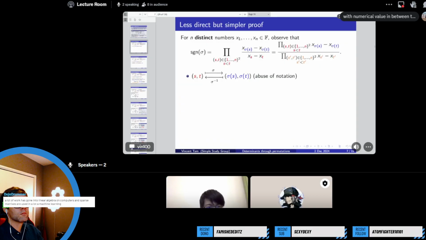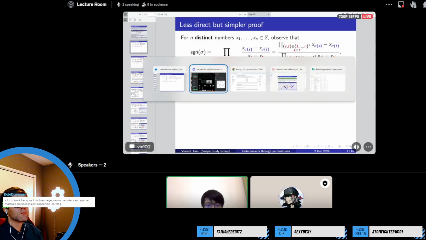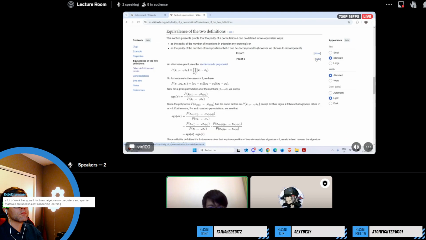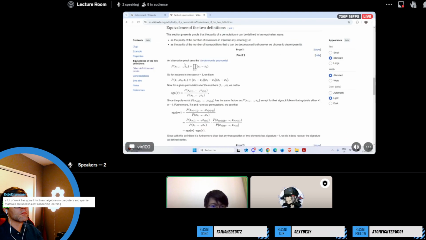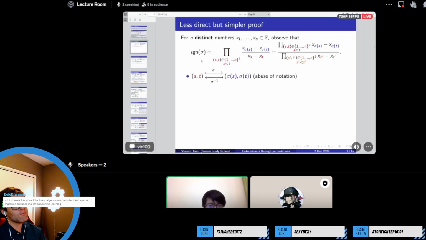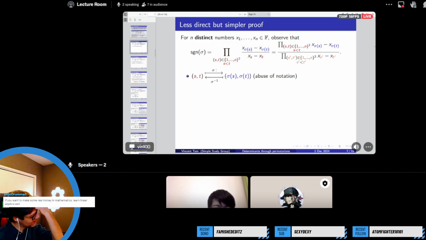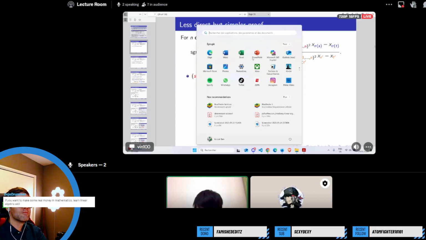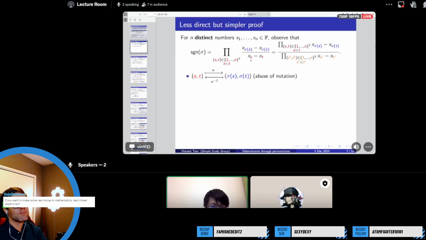Okay, so here I'll give you another proof. That is proof number 2, I think. Proof number 2 is based on the Vandermonde polynomial. To be honest, I had a hard time understanding this. It took me a whole afternoon to understand this. On wiki the explanation is really simple, and it simply says that this is really obvious, but I'm breaking down every step here.